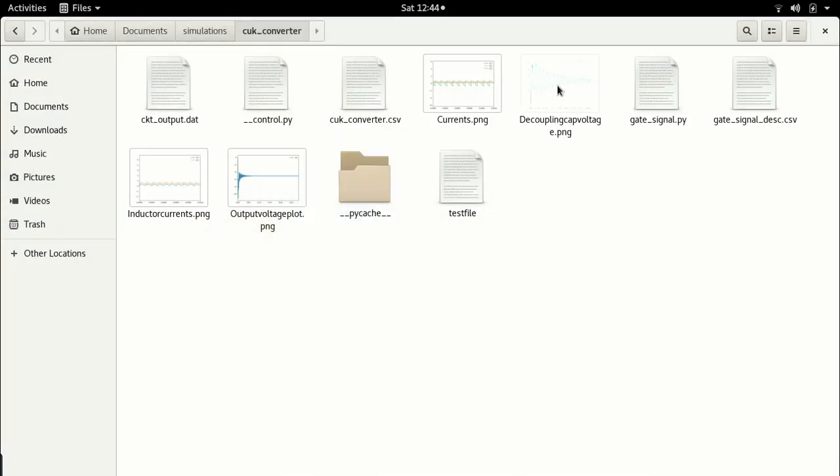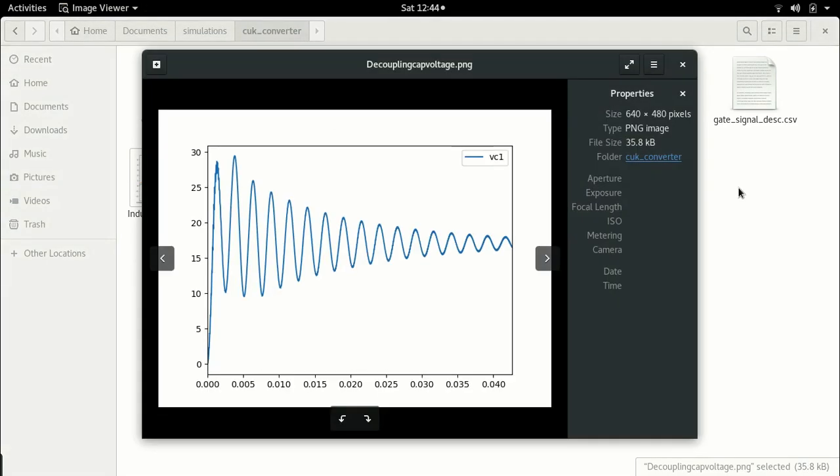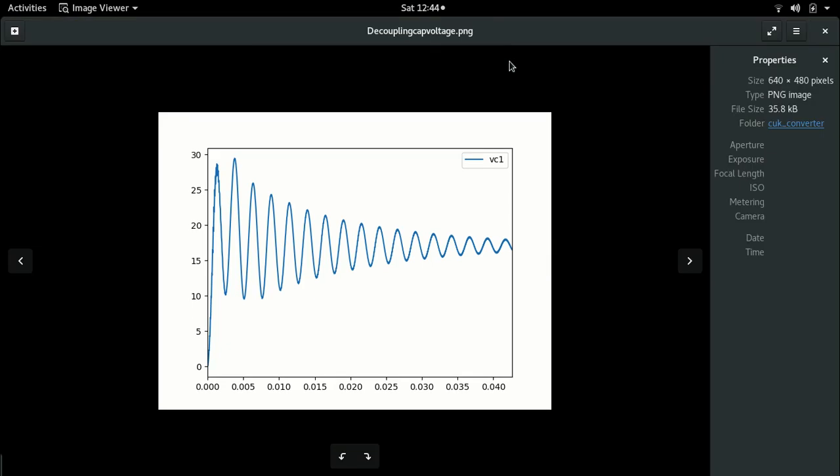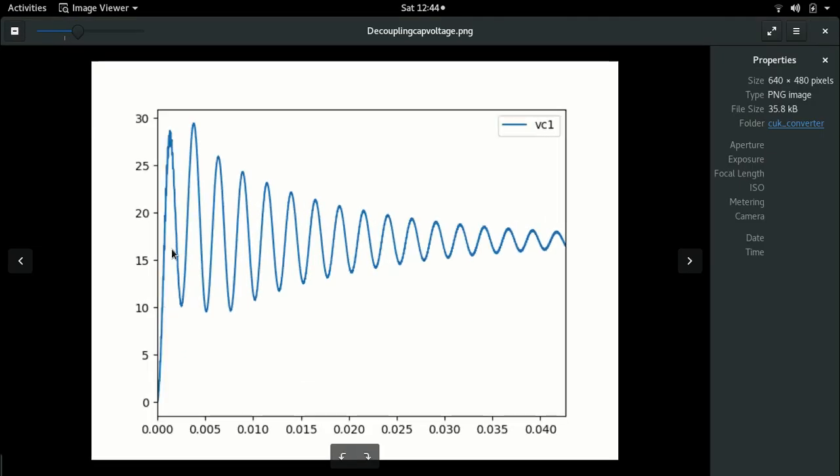So this is the decoupling capacitor voltage, and this is what you get. Here you can see that the variation in the voltage is fairly high. The reason is simple, because this decoupling capacitor actually takes a huge amount of energy. Remember, it actually takes energy from the input and it provides energy to the output, right? So this capacitor exchanges a lot of energy, and that is the reason why you see the oscillations are so high. So now let's run it again.